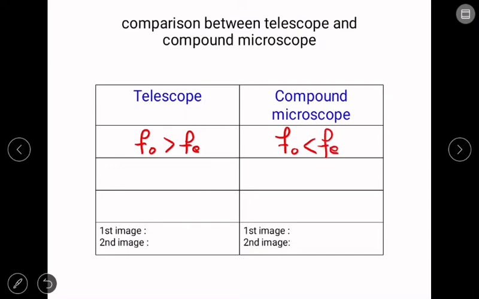Next, we are going to compare the distance between our objective lens and our eyepiece lens. And I'm going to call that X, alright? For a telescope, our X is equal to our FO plus FE. But for a compound microscope, our X is more than our FO plus FE.